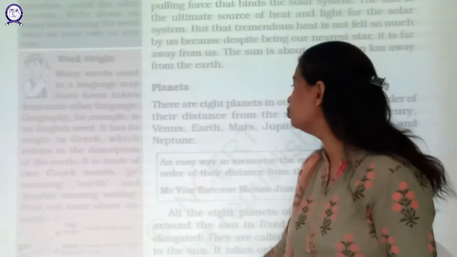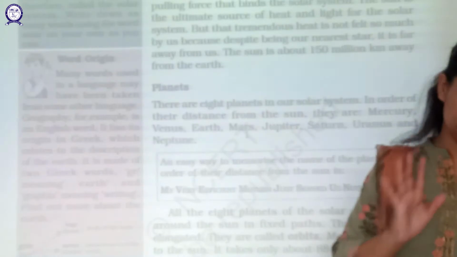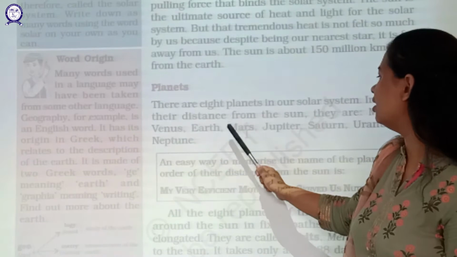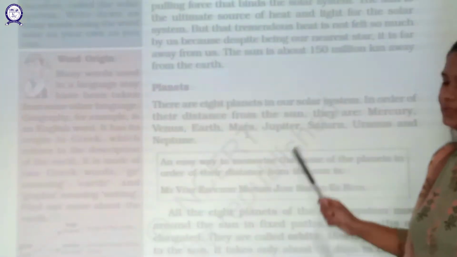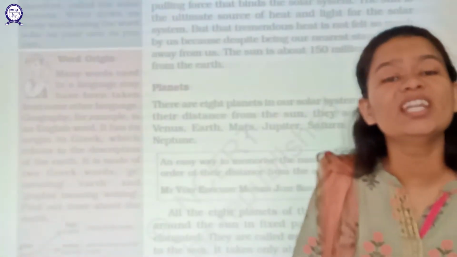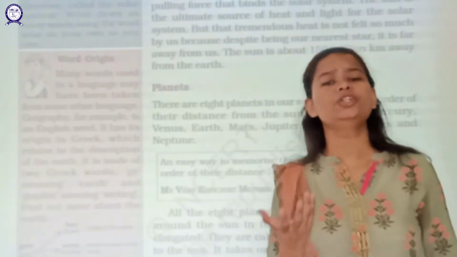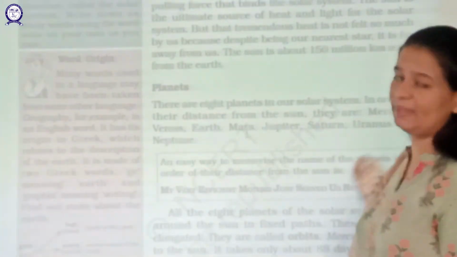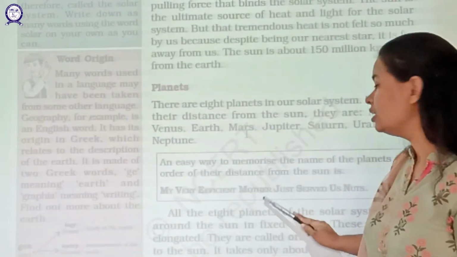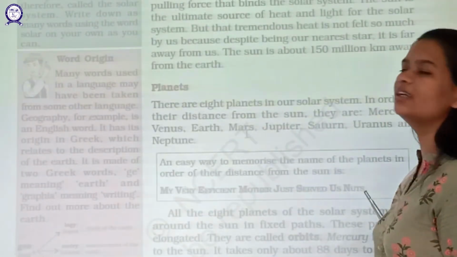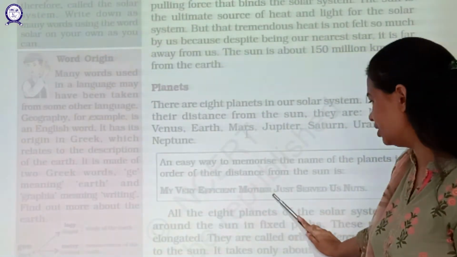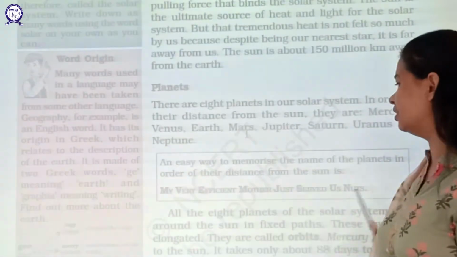Thereafter we will come to planets. We have total 8 planets with us, students. I already told you: Mercury, Venus, Earth, Mars, Jupiter, Saturn, Uranus and Neptune. Now how are you going to learn the names of these planets? There is one very short way to learn them, and that is: my very efficient mother just served us nuts. You have to learn this one.